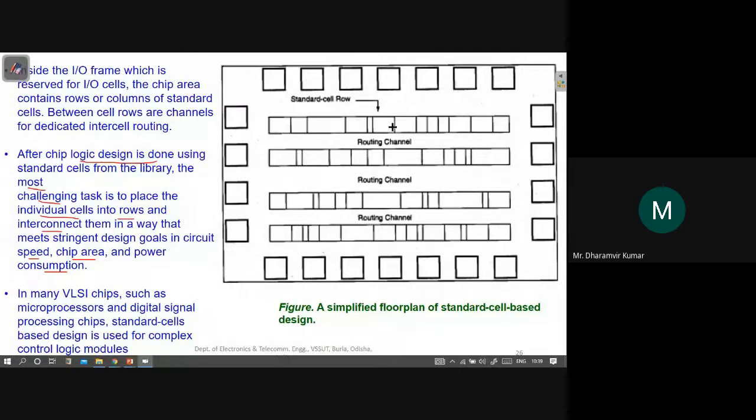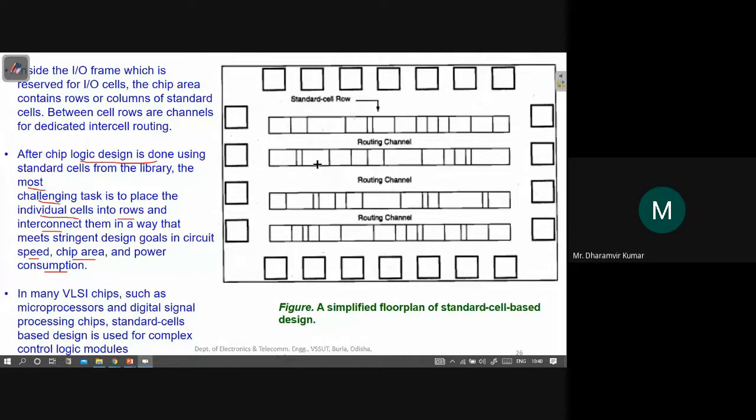Okay, similarly this layer will also contain those cells, this one and this one. The spacing in between these horizontal layers is used as a routing channel, known as the routing channel, and it is used for connecting these different cells.